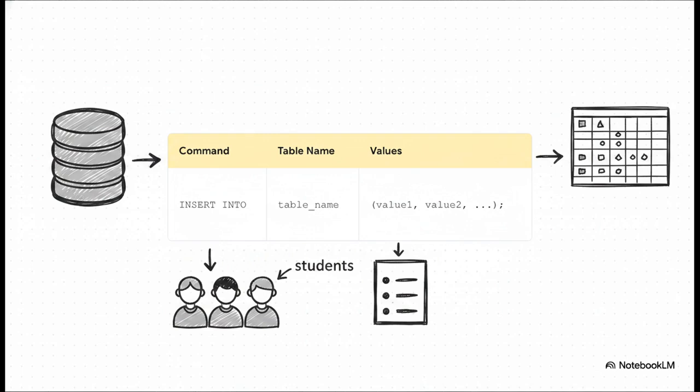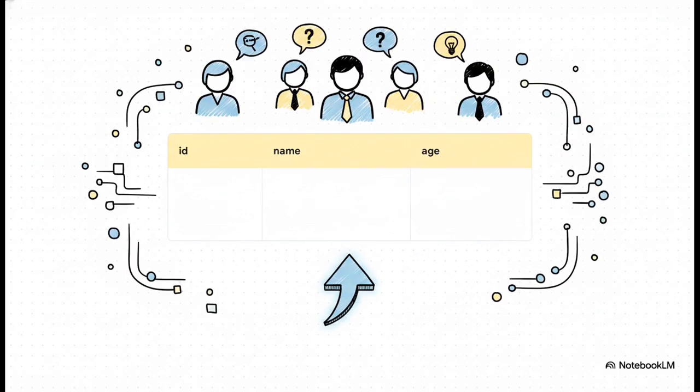And the command itself looks way less scary than you might think. It's almost like a sentence. You just say insert into, then you name the table you want to put data in, in this case our students table, and then you list the values you want to add. You just have to make sure they're in the right order. So, let's start with a blank slate. Here's our students table. You can see it has columns for an ID, a name, and an age, but there's nothing in it. It's totally empty, just waiting for us to bring some data to life.